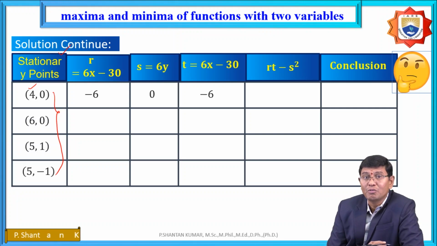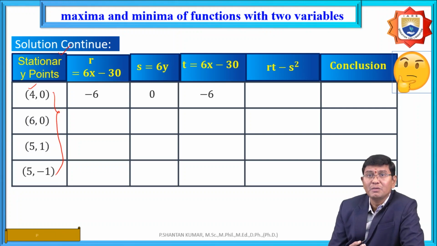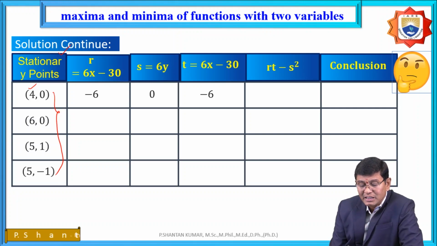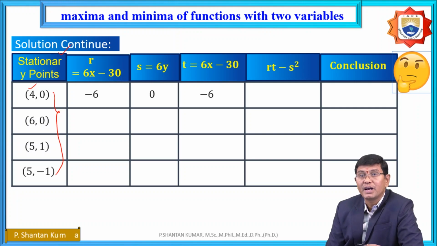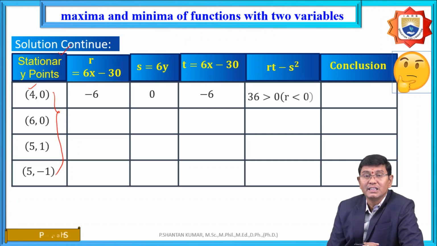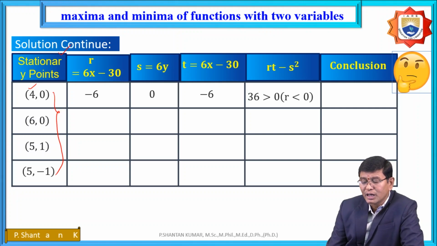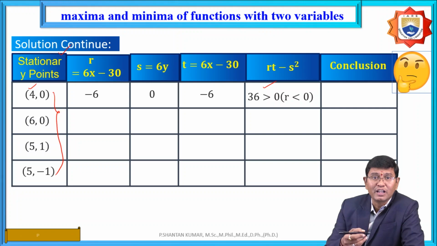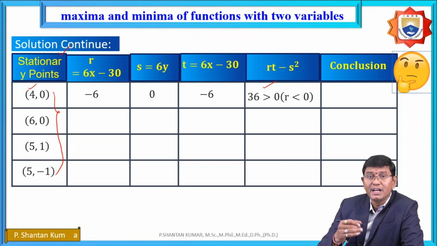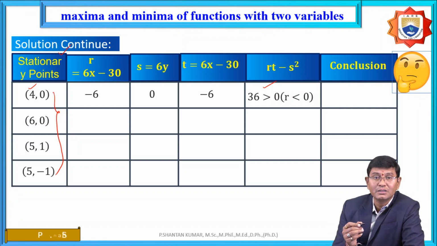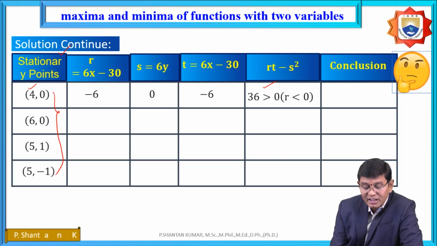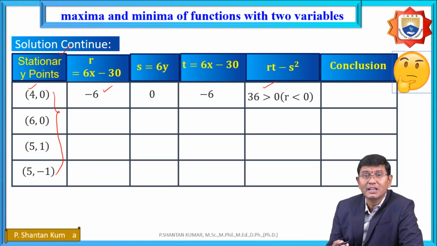Now we need to find rt minus s square. That is minus 6 times minus 6, which is 36, and minus 0. Therefore 36 is the value. According to the condition, that 36 is greater than 0, and based upon the working rule, whenever rt minus s square is greater than 0, we need to observe whether r is less than 0 or r is greater than 0. And here r is less than 0. That means rt minus s square is greater than 0 and moreover r is less than 0. The function is said to have a maxima value.